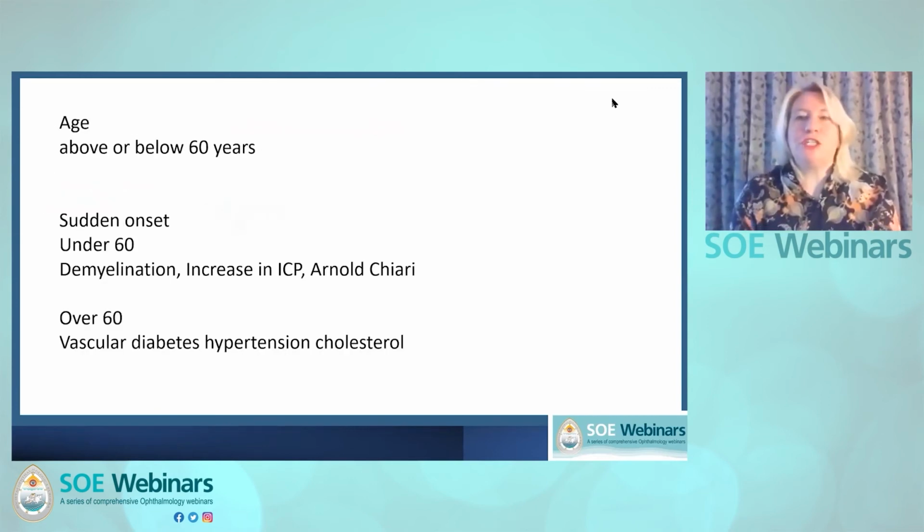The next question I'd like to ask is, is the patient above or below 60 years old? And if they are of sudden onset but under 60, we still can consider a vascular cause, but it may also be demyelination or an increase in intracranial pressure or something such as an Arnold-Chiari malformation. In over 60s, if they have a vascular risk factor such as diabetes, hypertension, or high cholesterol, then our threshold for actively investigating these patients is much lower.